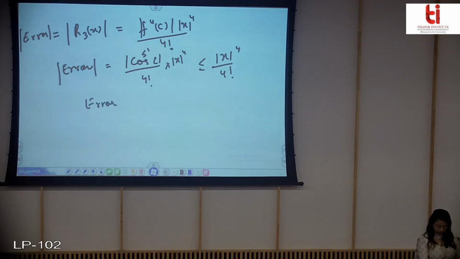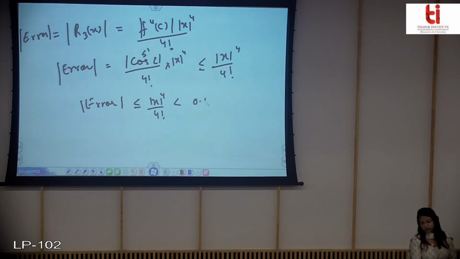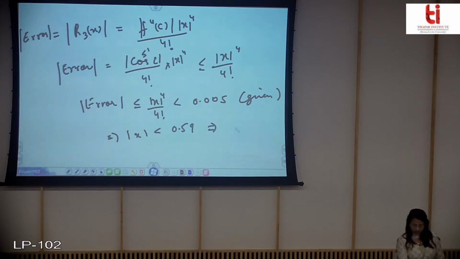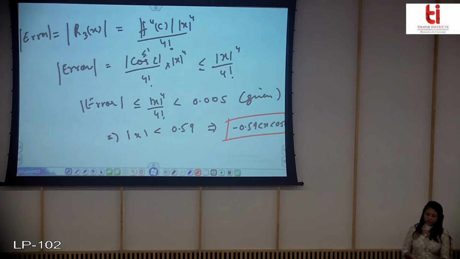So I can write that the error is less than x to the power 4 by 4 factorial, which is less than 0.5. This is given in the question. So this implies that x is less than 0.59, and this implies that we have a value of x as this. Now you can clearly see that whatever you obtained in the alternating series estimation theorem, you are getting the same result for this, the remainder estimation theorem.